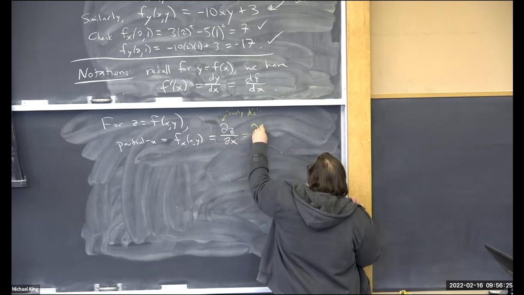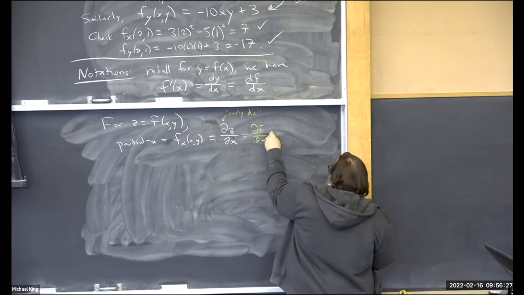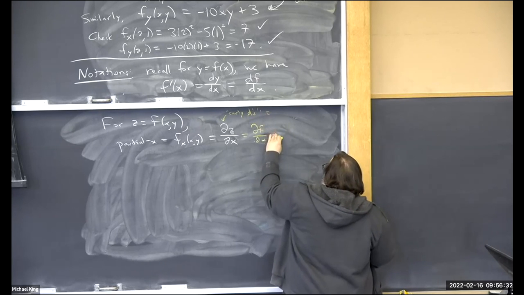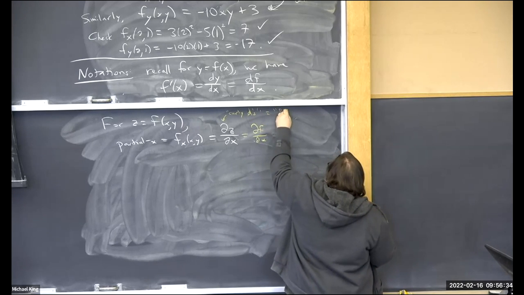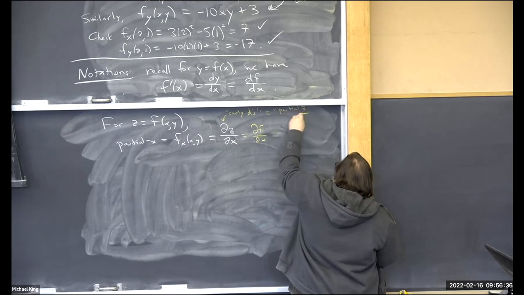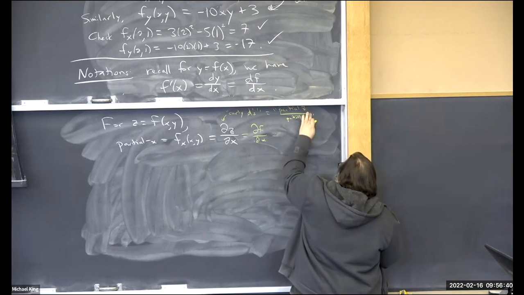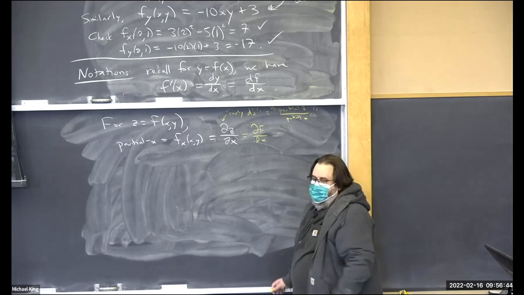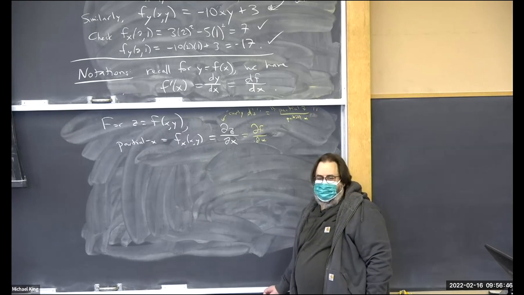So we could also write df dx. We could just say partial z over partial x is how we would write that, how we would say that.